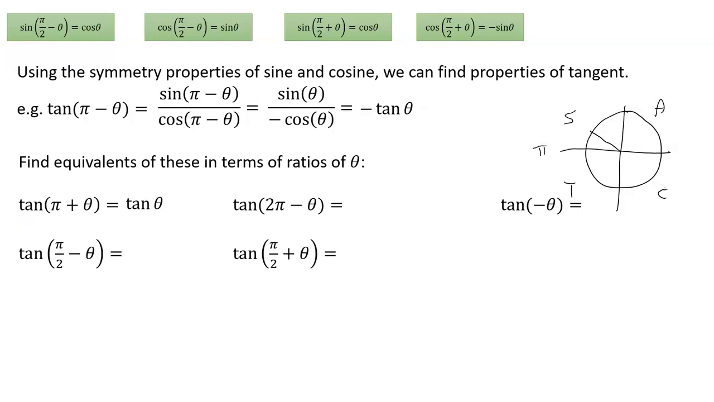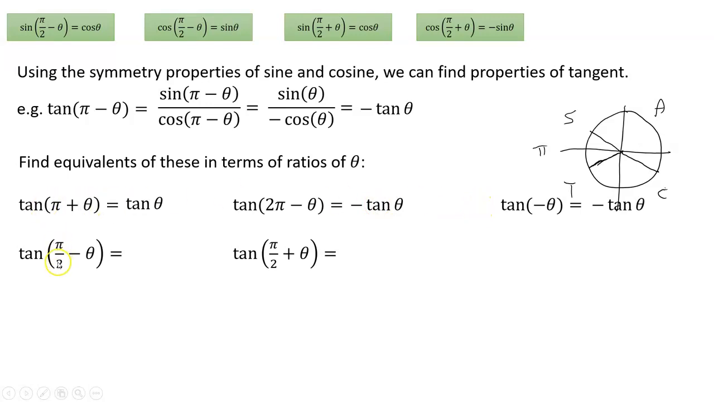So you should have, so tan of pi plus theta, that's this one here. We can see that tan is positive in that quadrant. 2 pi minus theta, this one here, tan is negative in that quadrant. Tan of negative theta, that's also this one, it's the same as 2 pi minus theta, so that's negative tan theta.